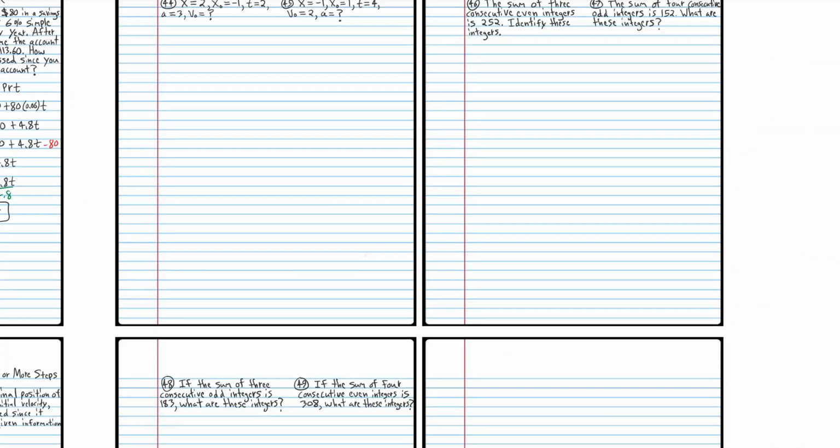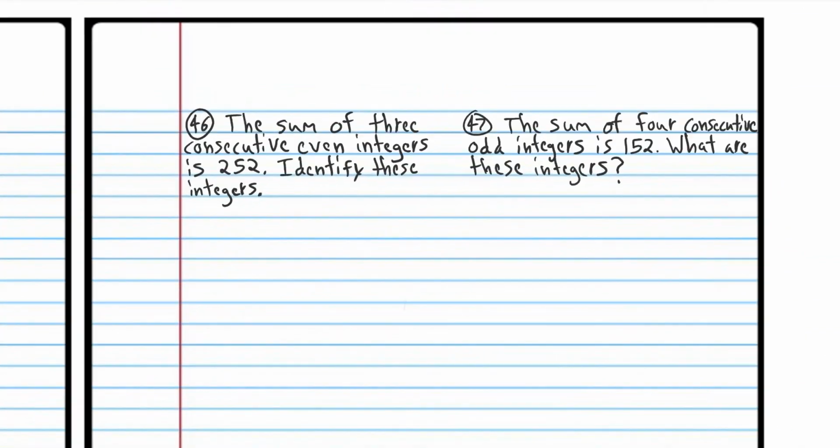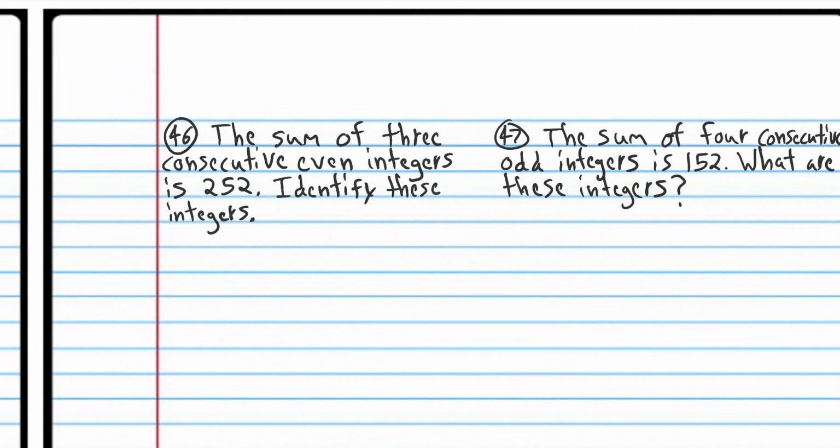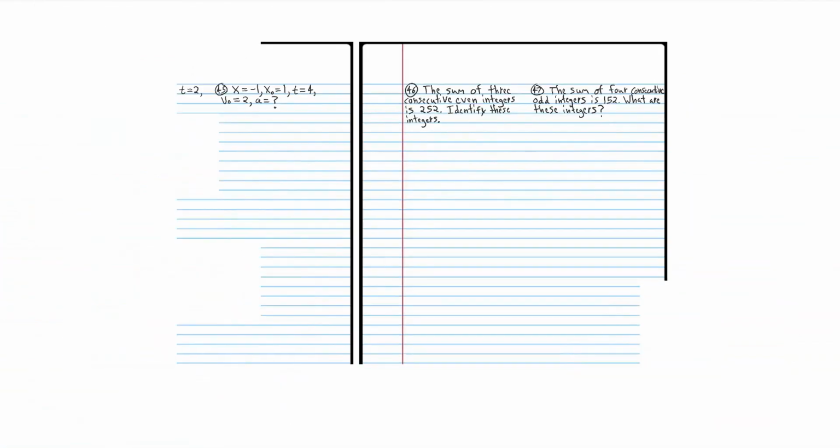All right, the sum of 3 consecutive even integers is 252. Identify these integers. So this is a problem requiring more than 3 steps, or more than 4 steps.